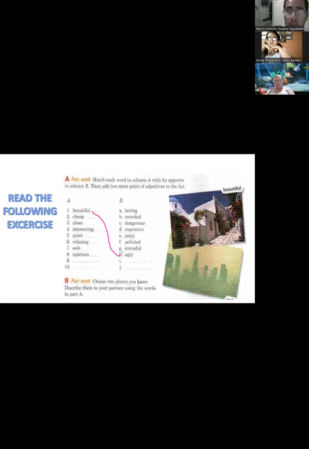Meanwhile, you think about the adjectives. I will read them because the pronunciation of the adjective is very vital. We have the first one, beautiful. Number two, cheap. Number three, clean. Number four, interesting. Number five, quiet. Number six, relaxing. Number seven, safe. Number eight, spacious. And letter A, boring. Letter B, crowded.